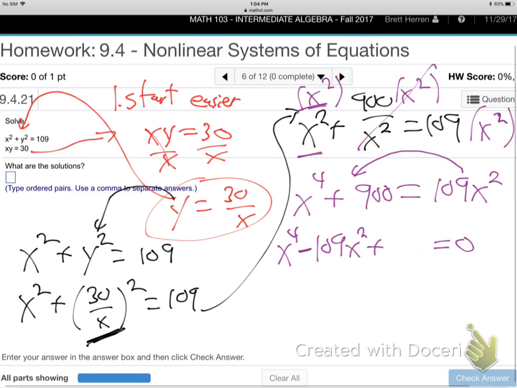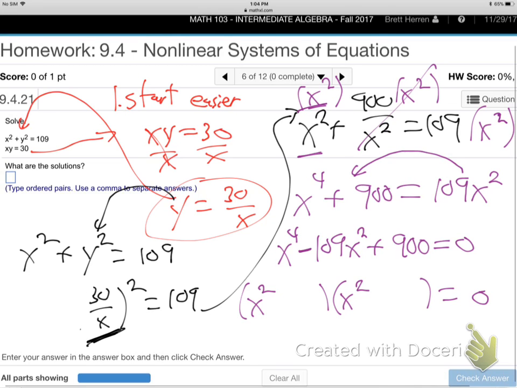We can do the u equation on this, can't we? Yeah, you're right. You could do the u thing. Or you could just kind of factor it straight. Do you know what I mean? You could just say, look, x squared will multiply to be x to the 4th. And then what multiplies to be 900? Can they make 109 in the middle? Should we throw it in the calculator? We could. I'd rather not do that if we could avoid it.